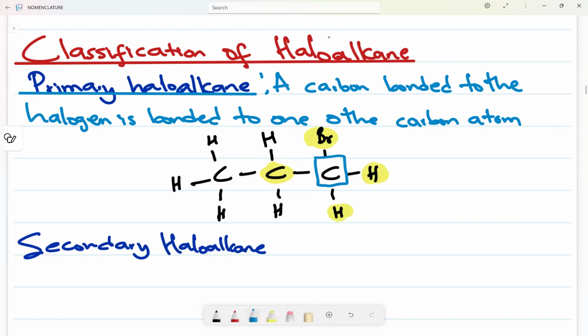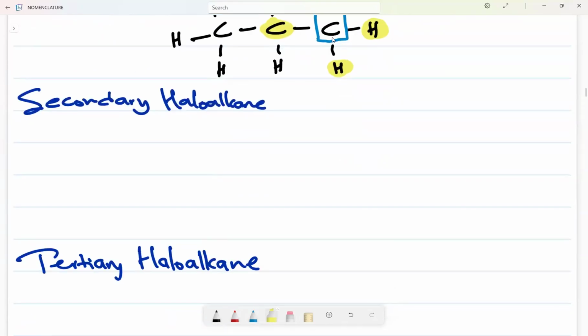As a primary haloalkane, because the definition says: the carbon bonded to the halogen, which I refer to as the king, is bonded to one other carbon atom. We are focusing on carbons. Okay, that is good. So what will be the secondary haloalkane then?